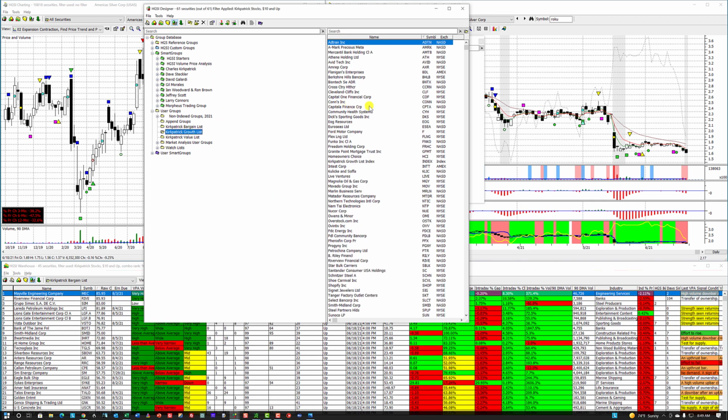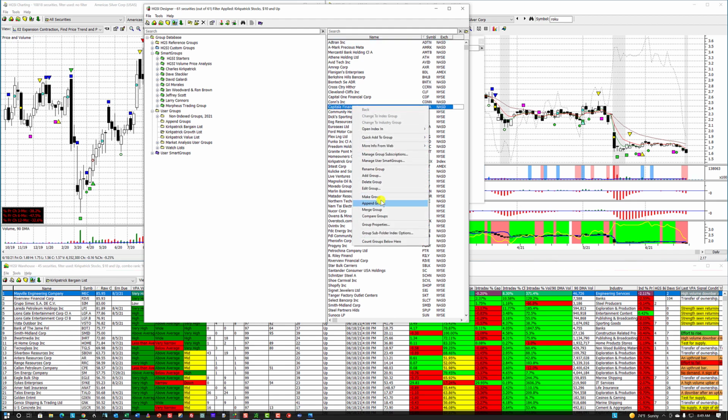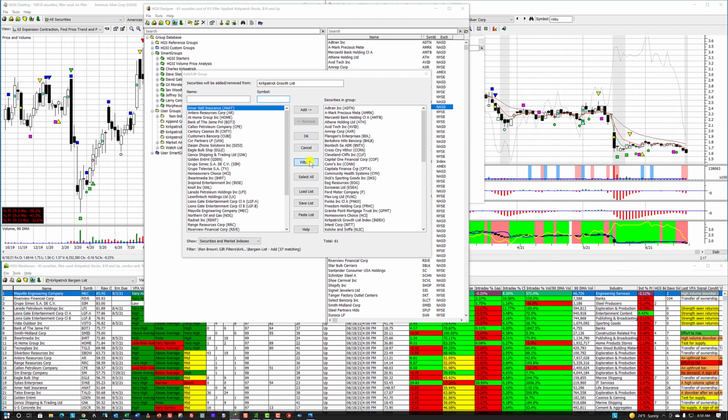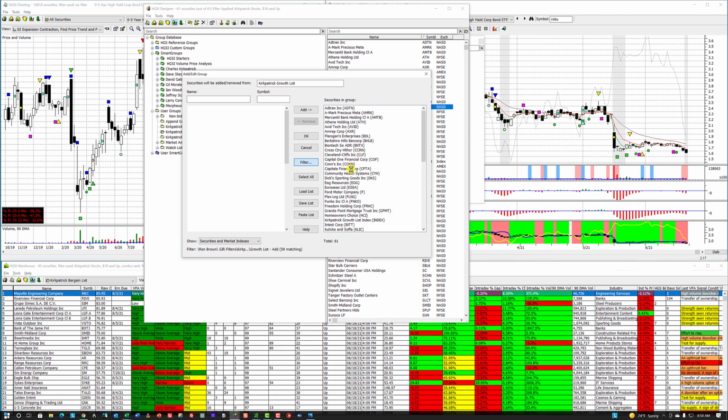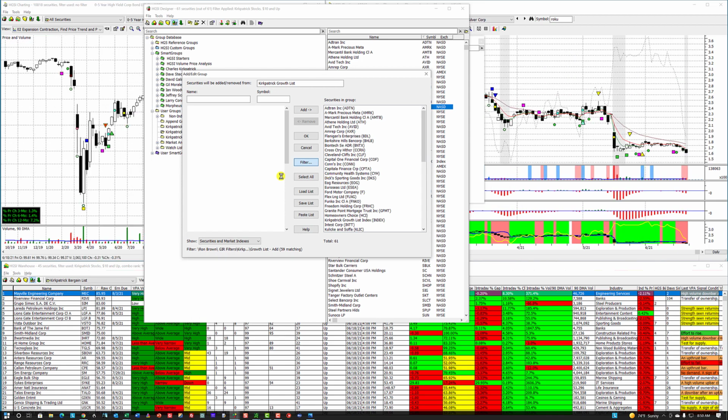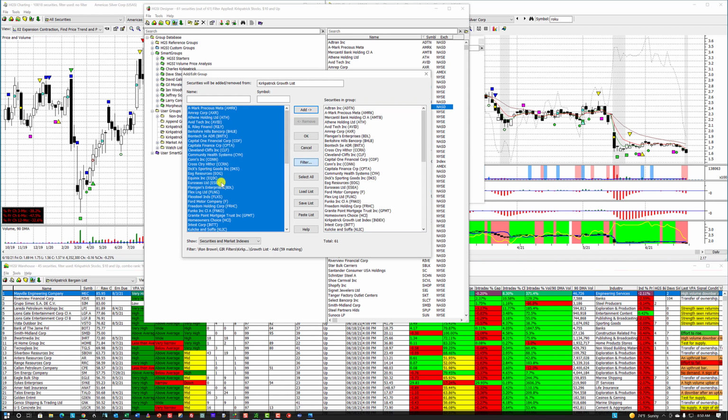I might as well do all of these while I'm at it, come to think of it. So I'll edit the group. So I'm going to do the growth group. I have to change my filter. Going to add. It's pulling up the entire database, and it says 59 matching. There's 61 over here. I click on add. It added three, so the last three have been added. I'll say OK.